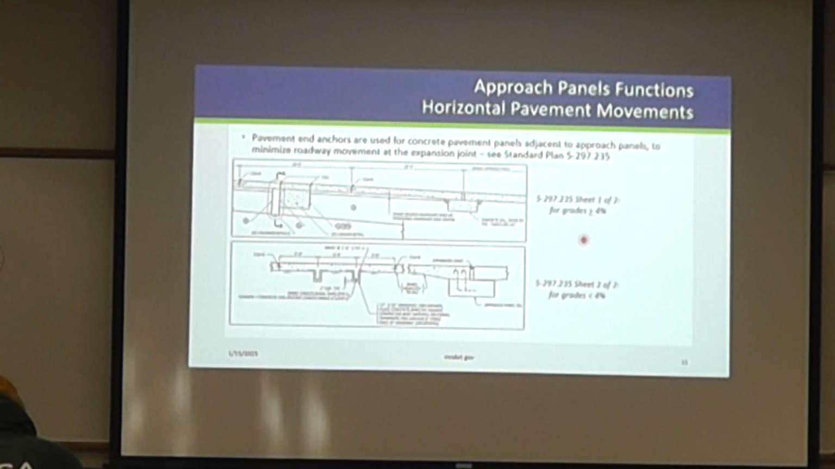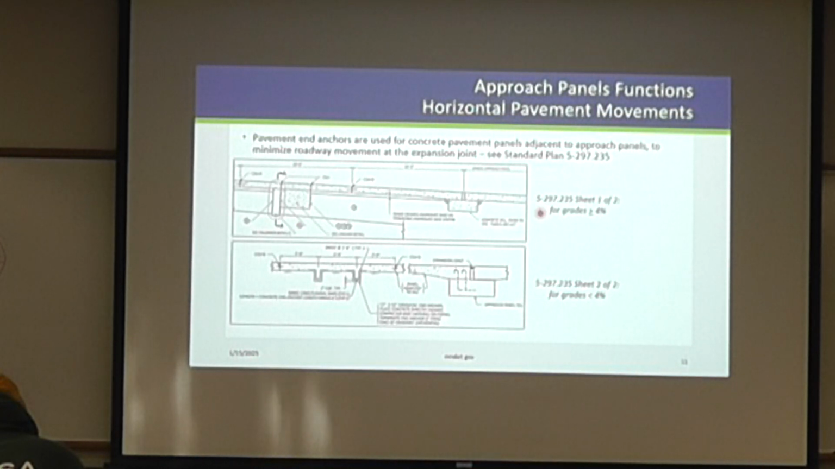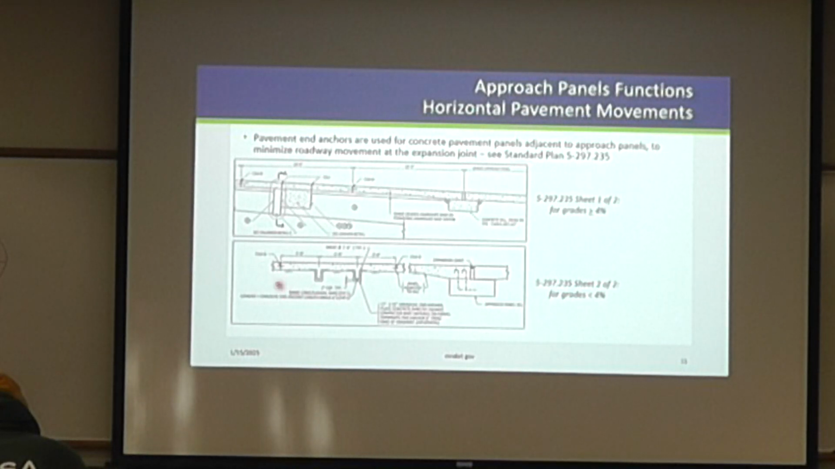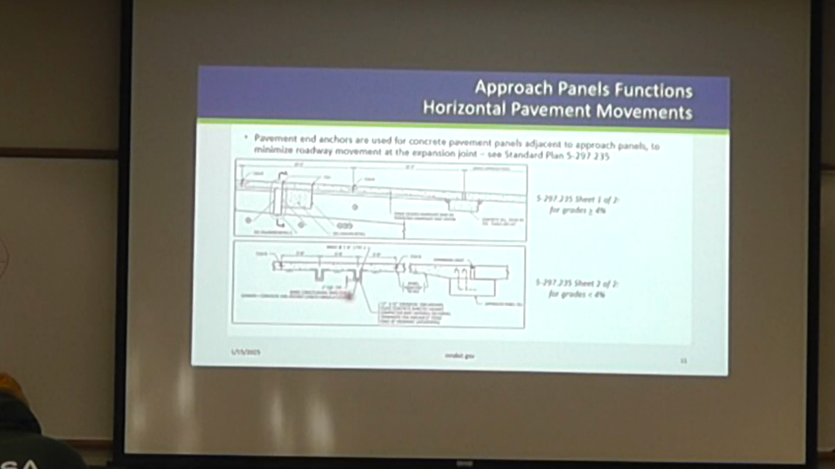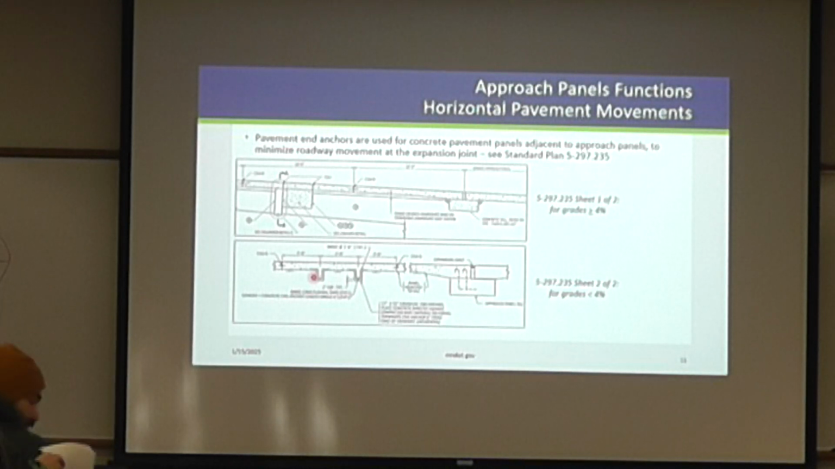So what we do to accommodate that, if you have a concrete roadway, you should be seeing references hopefully to this 235, sheet 1 of 2 or sheet 2 of 2 details. You might be more familiar with this one potentially, where basically the concrete panel for the roadway adjacent to the approach panel should have these lugs there, and those lugs are intended to reduce the amount of expansion and contraction that the adjacent concrete roadway would be inducing on the approach panels.